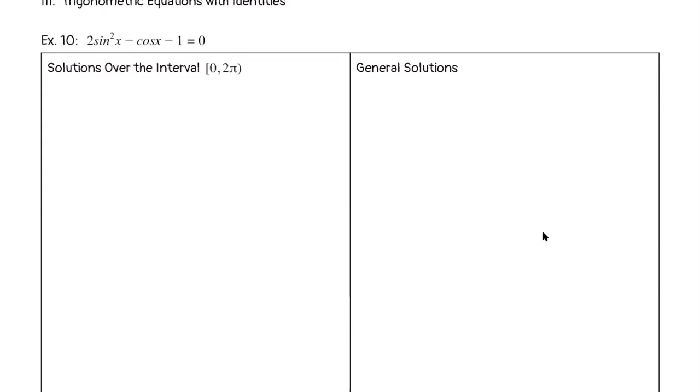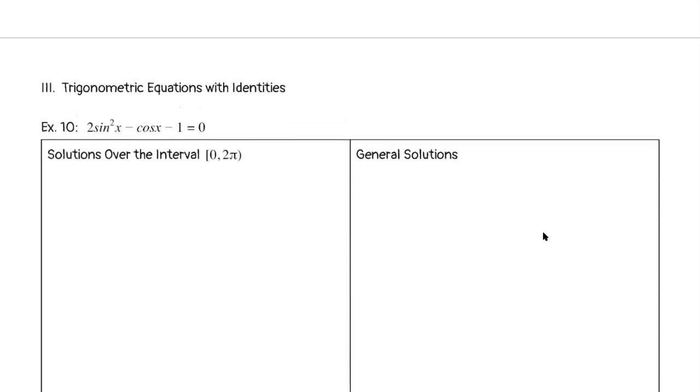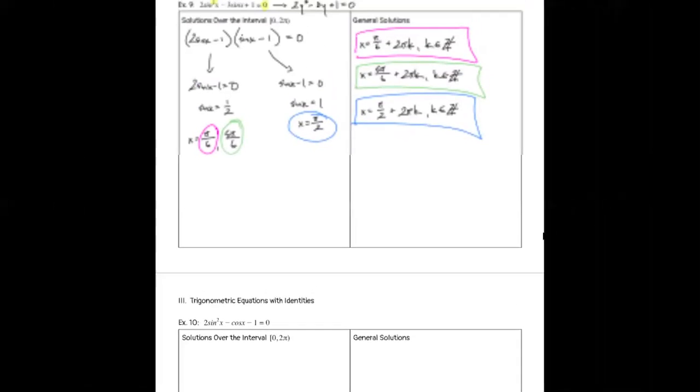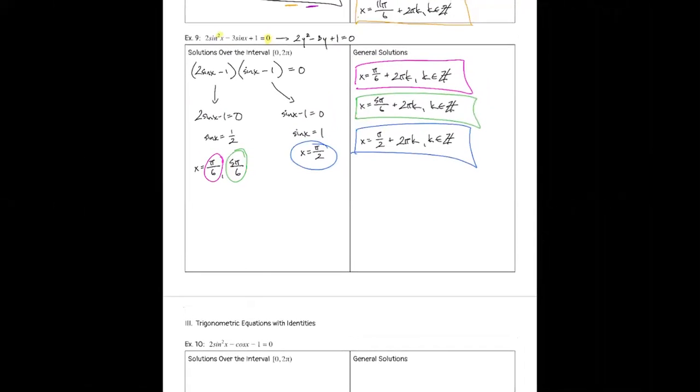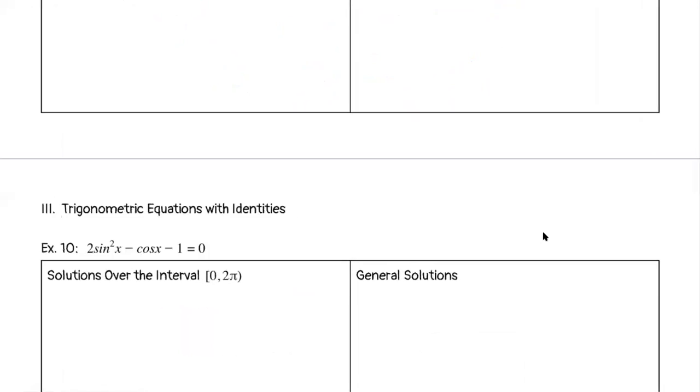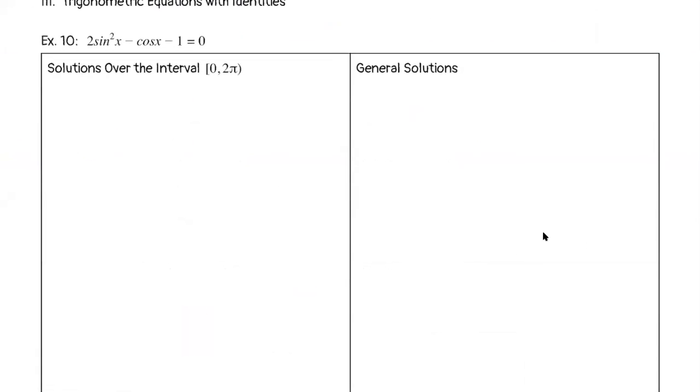So what makes this question different than, say, question number 9? At first glance, you might think that they're exactly the same. In example 9, everything was sine. But let's look more carefully at example 10. I've got sine and I have cosine.